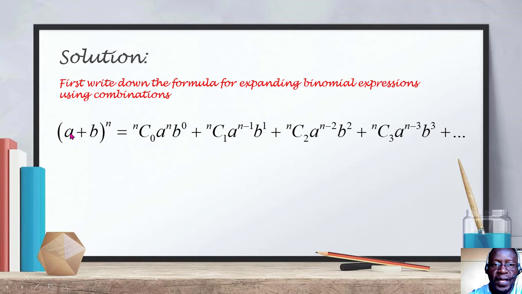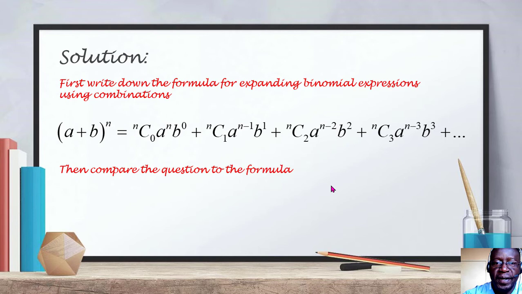Then we raise a to the highest power, which is n, in the first term, and then we keep subtracting 1. So we're going to have n minus 1, then minus 2, then minus 3, and so on. And to b, the second term, we start counting from 0 and we keep adding 1 as we progress. So the second term will be power 1, then 2, then 3, and so on.